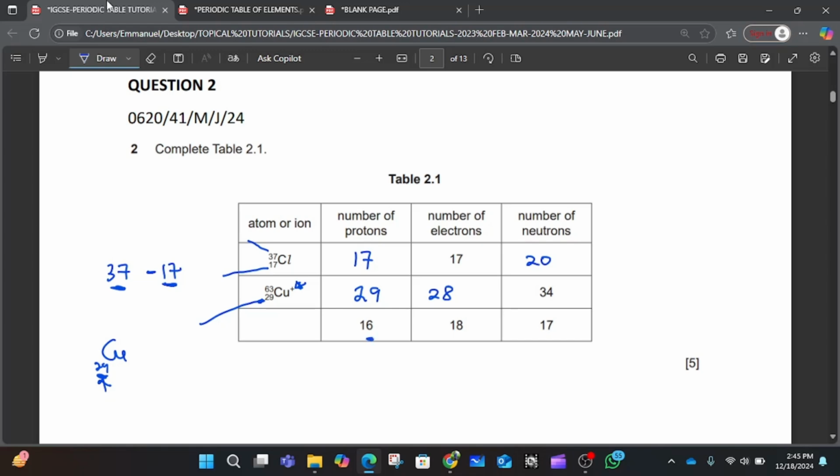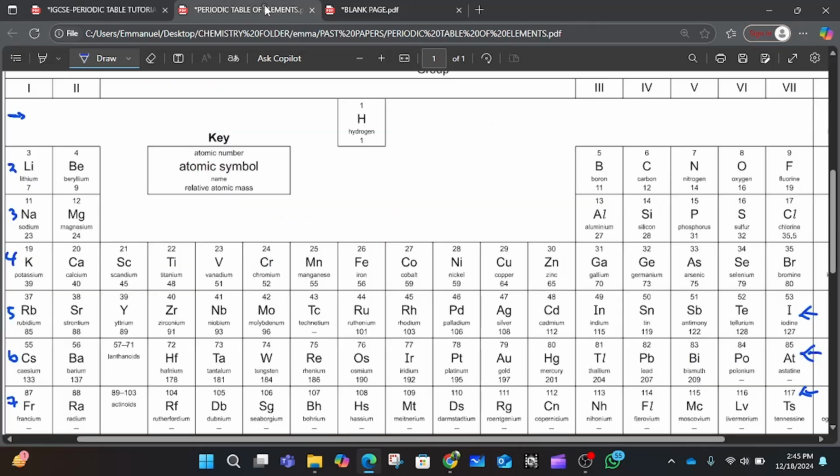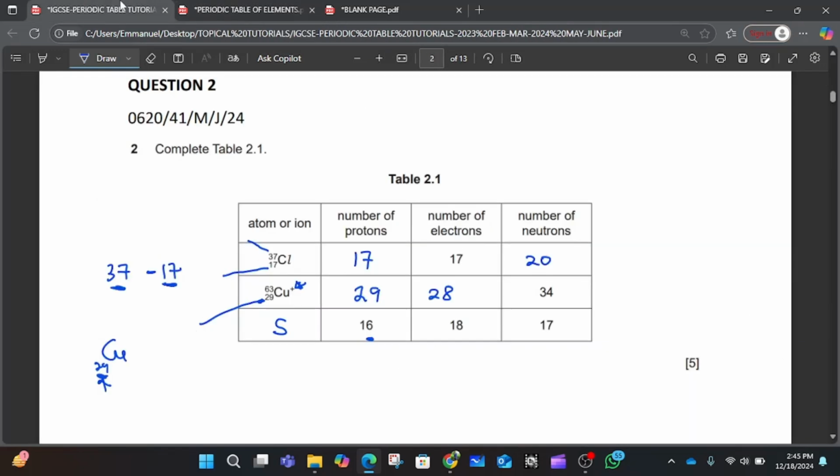For this one, the proton number is 16. And when you look at the periodic table, you can see that sulfur is the 16th element. So this has to be sulfur. Number of electrons is more than the number of protons, which means that it has gained 2 more electrons. Once you gain 2 more electrons, you become negatively charged, so you have 2 minus. And the proton number is 16. The mass number will be gotten by adding the proton number to the number of neutrons. And when you do that, you get 33.